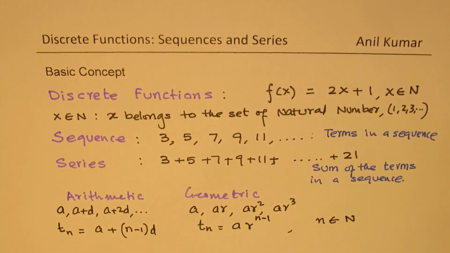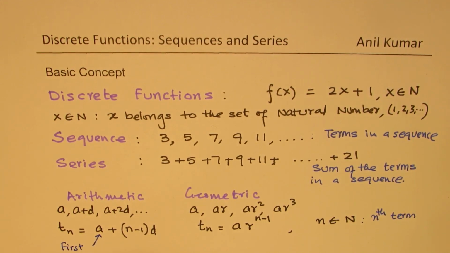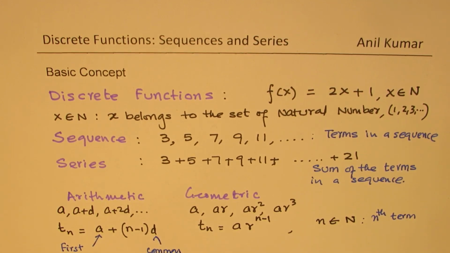So what we have written here is the formula for the nth term, correct? So in the nth term, this is our first term, that is the common difference. Correct? Now here, r basically is a common factor. Is that clear to you? Right, so that is kind of important to understand.